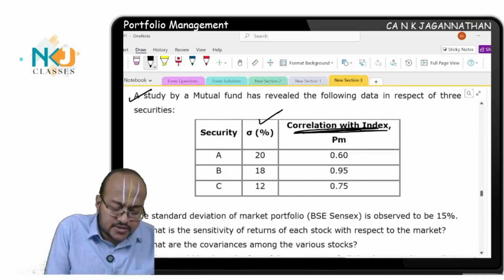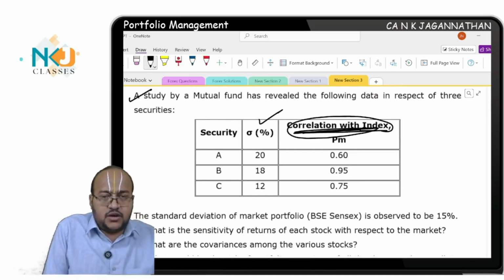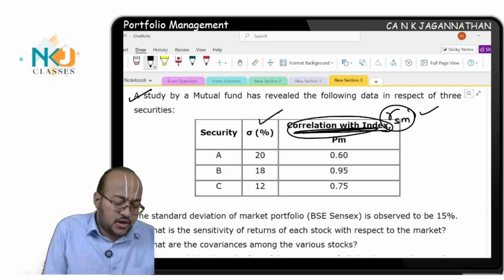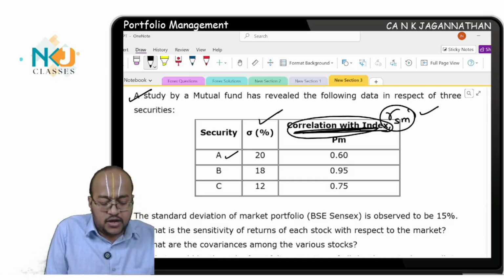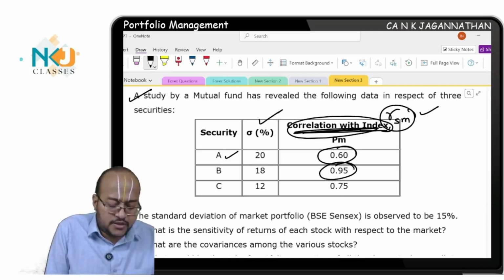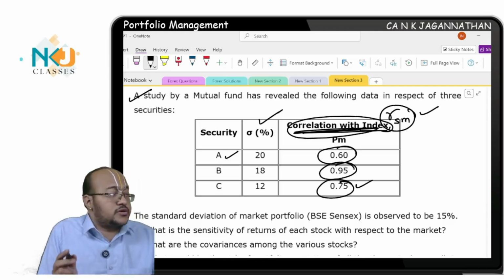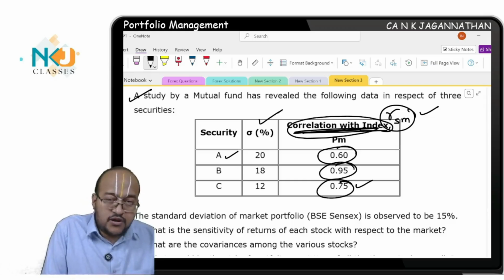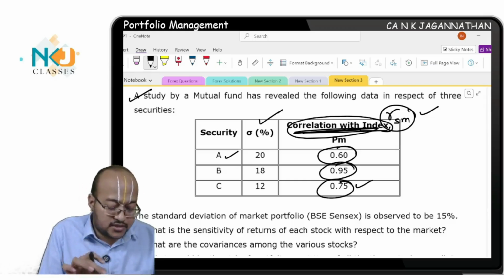Correlation with index is given. Are you understanding? This is correlation of security and market. This is given, which means for security A and market, this is the correlation. Security B and market, this is the correlation. Security C and market, this is the correlation. Understanding is important, because they will ask something different. I'll tell you what is the catch in this question.